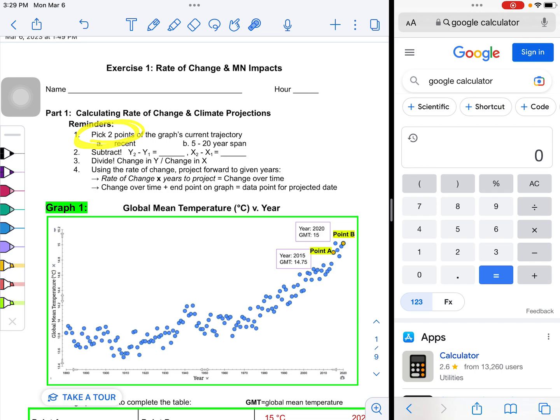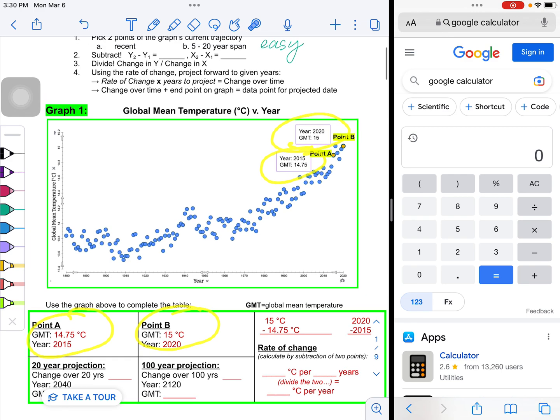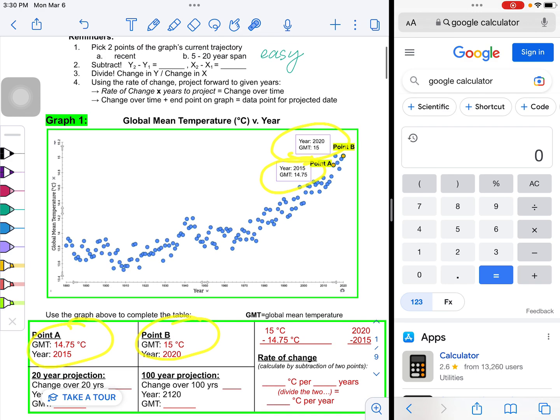So first thing we're doing here is picking 2 points on the recent graph. Again, trying to stay towards the more recent time of the graph and stick with a 5 to 20 year span. And like we said in class when we were practicing, pick points that you can easily read. If it's a graph going by every 5 years, don't try to find 2002 to 2011. Make it easy for yourself. So I already gave you the 2 points that we're going to use today, and actually filled them in already on our table down here at the bottom. So we have our 2 points ready to go.